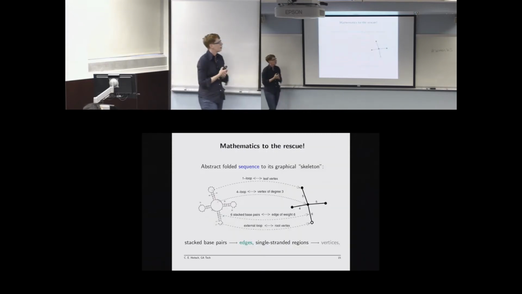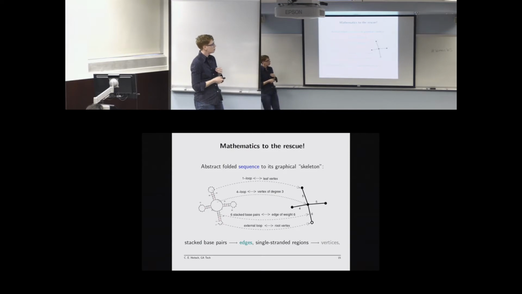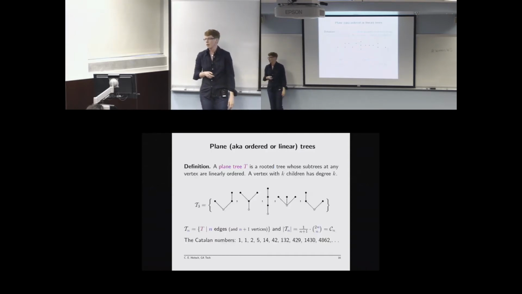And then the way that I thought of doing that is, well, let's take these RNA secondary structures and model them as trees. So they're rooted trees, and because the ends of the sequence occur here, the root is actually at the bottom of the tree, whose subtrees are all linearly ordered. So you're just mapping the stacked base pairs over to edges and the single-stranded regions to vertices. These are actually very well-known types of trees.